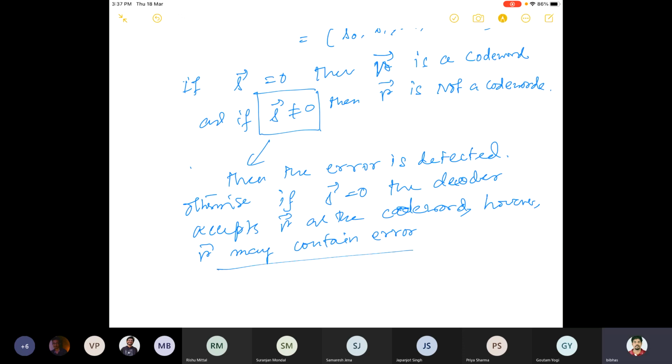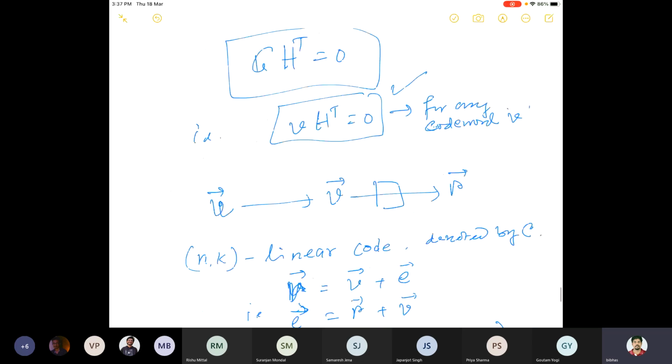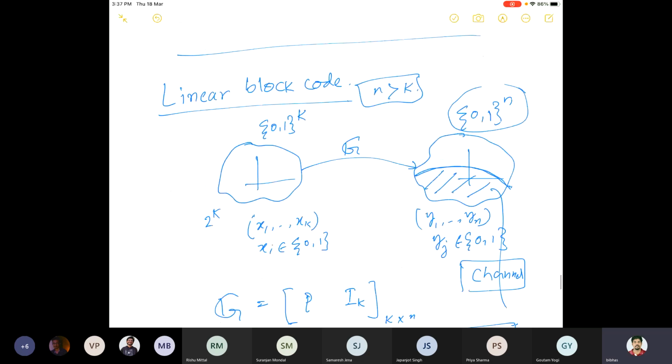And when can this happen? That R is a code word, but the error is not detectable. This can happen only when the error is also a code word. Why? Because we are having a vector space here. On the right hand side, these are the received code words. So R is somewhere here, and V is also somewhere here. So V plus R is also here.